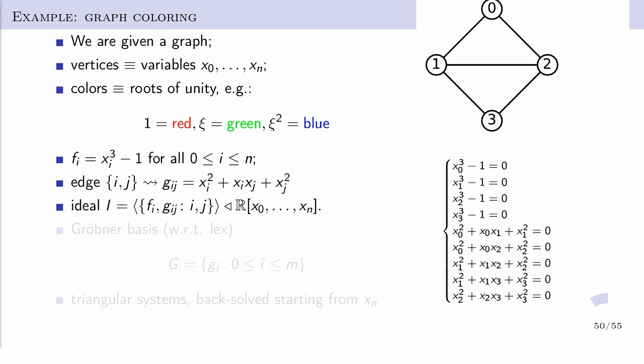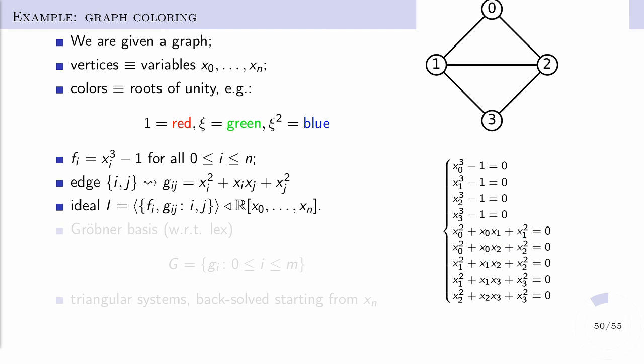So here we have 5 edges, so we have 5 corresponding equations. For example, 0 and 2 are connected by an edge, so we have an equation x0 square plus x0 x2 plus x2 square equals 0. So what do we do now?